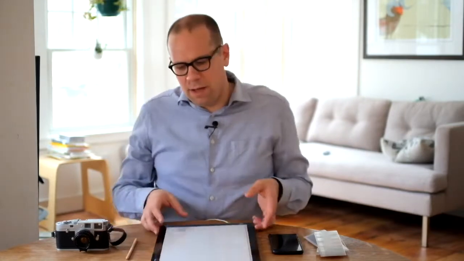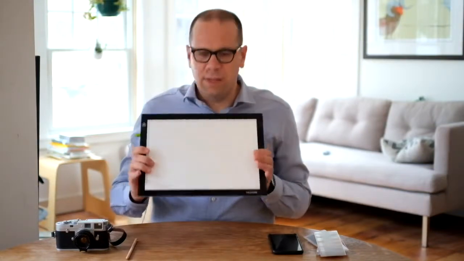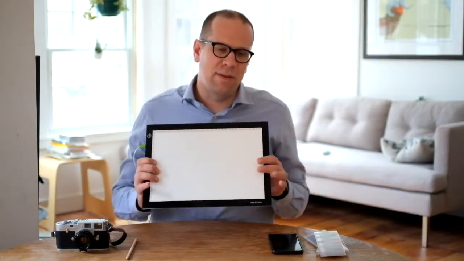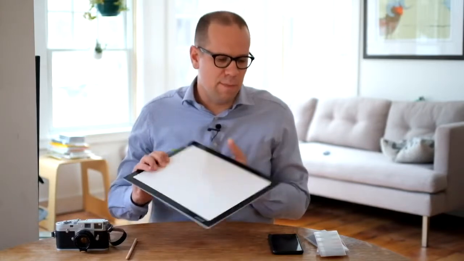So here I have a light table. This is a little LED light table. You can get one of these for probably $25 or $30 on eBay or Amazon. And I have some medium format and 35mm film, and I have my phone running Film Lab.